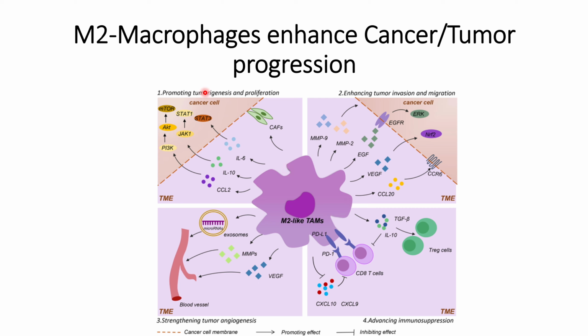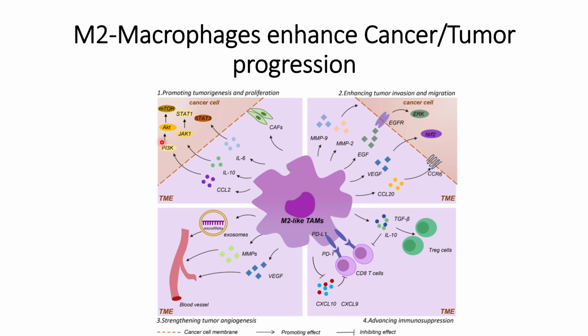So we will start with the top left section of the figure, that helps in promoting tumorigenesis and proliferation. So how these M2 like TAM, that is tumor associated macrophages, work towards promoting tumorigenesis and proliferation is by releasing some cytokines in the tumor microenvironment such as CCL2, interleukin 10 and interleukin 6, and these cytokines will help in upregulation of the signaling pathways within the cancer cells that help in this tumorigenesis, and also help in the survival of these cancer cells.